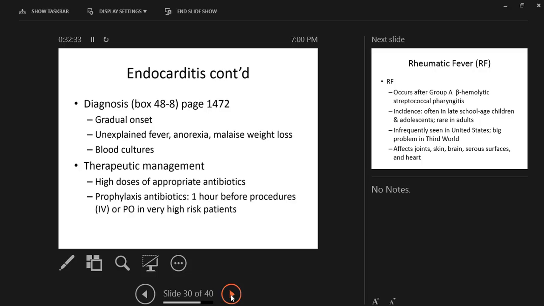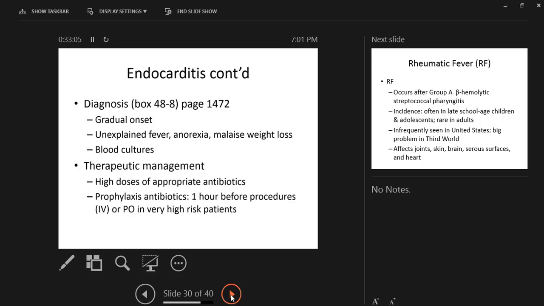Endocarditis can have a gradual, insidious type of onset. If a child has unexplained fever, anorexia, malaise, and weight loss, and then they do a blood culture and something cultures out, they may have a low grade fever. There may be some other symptoms as well. Some of the other symptoms are splinter hemorrhages, which are like black hairlines underneath the fingernails.